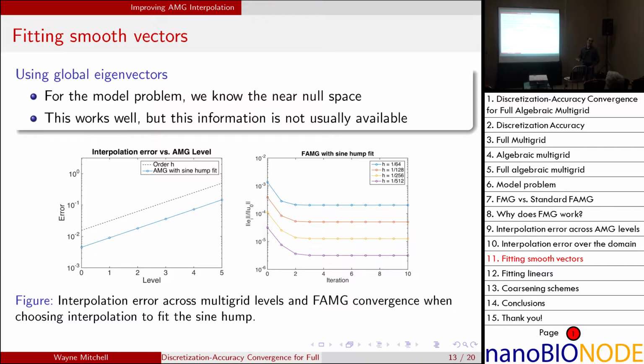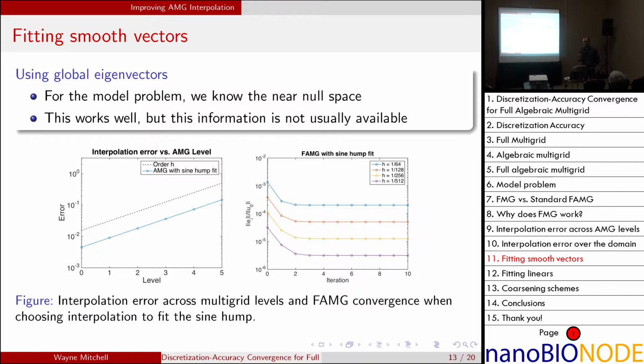Well, one thing we can do for our model problem is just plug in the lowest eigenvector. Poisson is well understood, so we actually know what that is. It's just a sine hump. If you plug that in, unsurprisingly, this works very well. We recover this order H scaling of the interpolation error, and as you scale up problem size, we recover convergence to discretization accuracy in a single cycle for FMG. So that's great. We're done, right? Not so much. We sort of cheated here. We know the eigenvector that we're looking for, and we just plug it in. This kind of information is not usually available for more difficult problems. You can try and find these adaptively, but that starts to get very expensive.